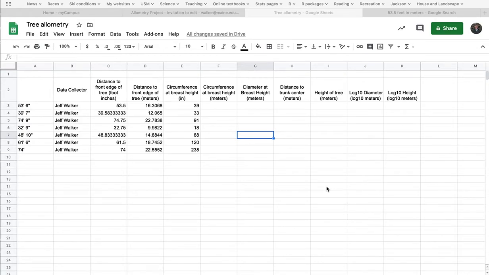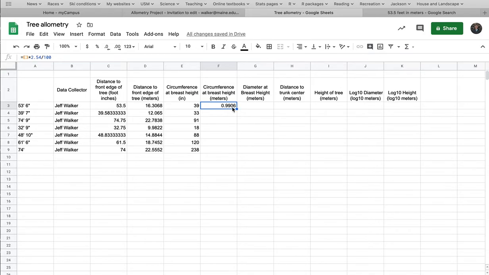Let's complete the spreadsheet. We have here recorded the circumference at breast height, that is at 4.5 feet, the circumference of the tree in inches. So let's convert that to centimeters, or let's convert it to meters. We first click on that cell, which is in inches. We then multiply that by 2.54. That gives us centimeters, and then we divide by 100 to give us meters.